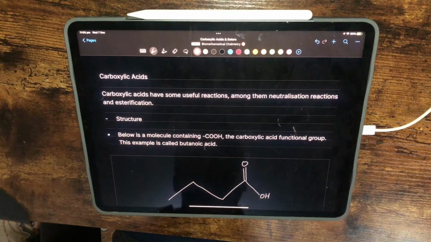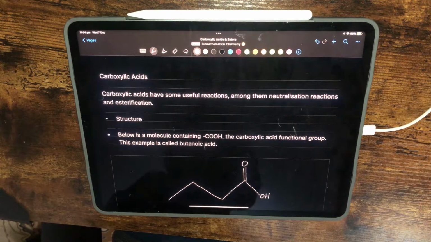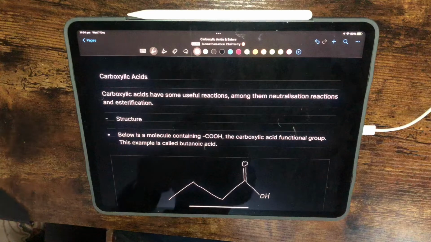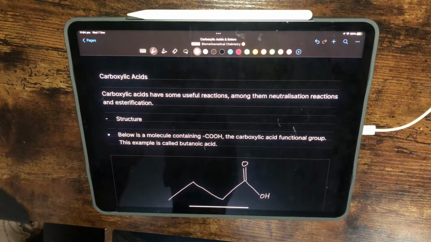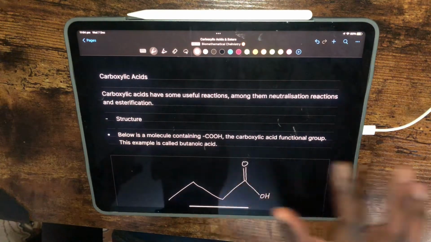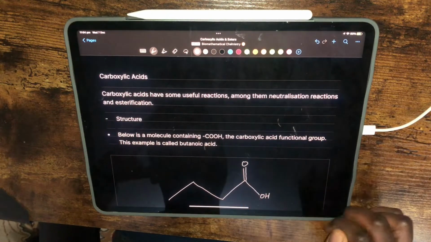Today I'm going to be doing a video on carboxylic acids and esters, so I'm going to go straight into it. Carboxylic acids have some useful reactions, among them neutralization and esterification. If we're talking about the structure, below is a molecule that contains the carboxylic acid functional group, which is the COOH, which is this here.